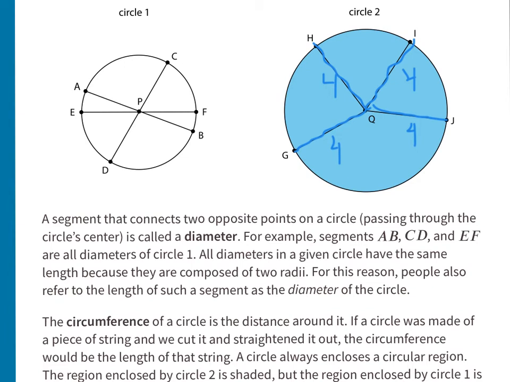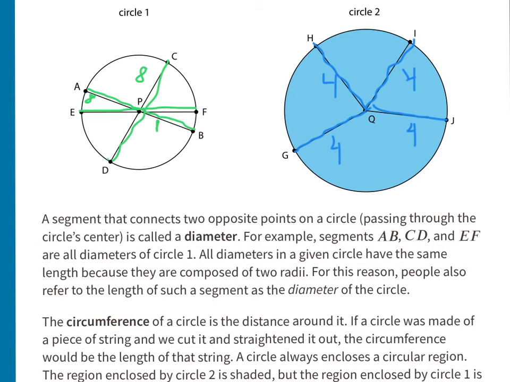A segment that connects two opposite points in the circle passing through the circle center is called the diameter. For example, segments AB, so this line here, CD, and EF are all diameters of circle 1. All diameters in a given circle have the same length because they're composed of 2 radii. So if this diameter was 8, all of the diameters are going to be 8. Okay? For this reason, people refer to this length as the diameter of a circle. So you could say the diameter of circle 1 is 8.